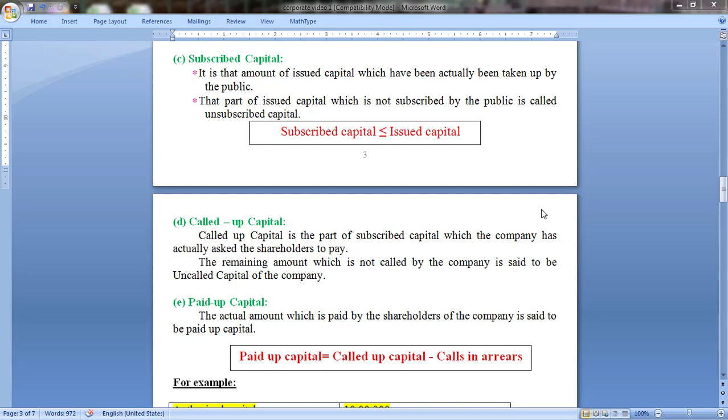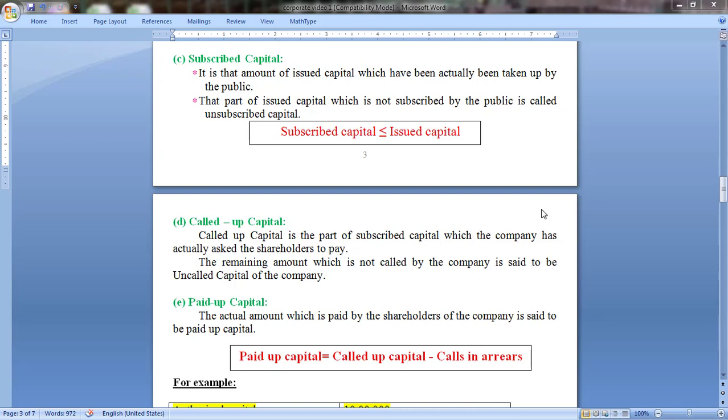Next thing is called up capital. It is a part of subscribed capital. Usually, the shares are issued by the company by means of 3 installment values, that is on application, on allotment, on call money. Call money may be a first call, second call and final call. Sometimes the companies can receive a call amount in a single call.